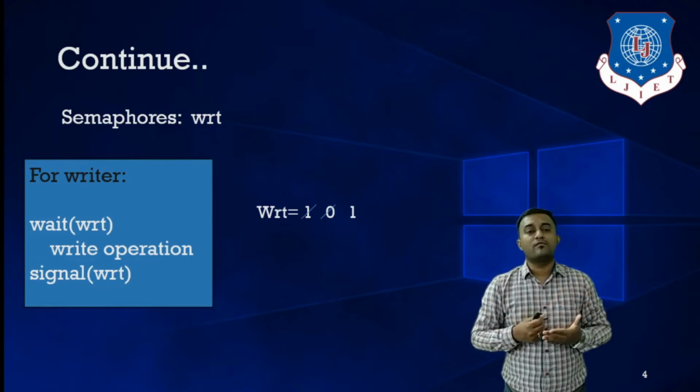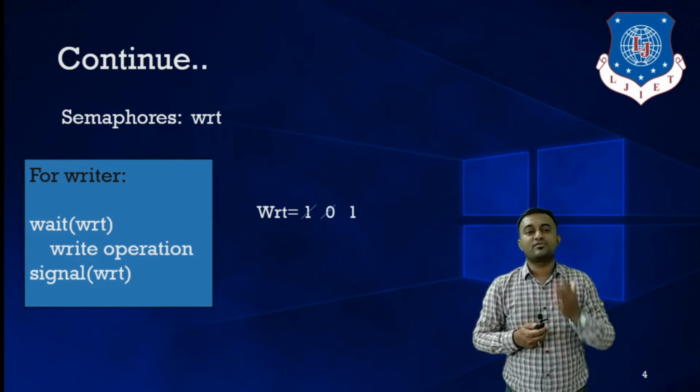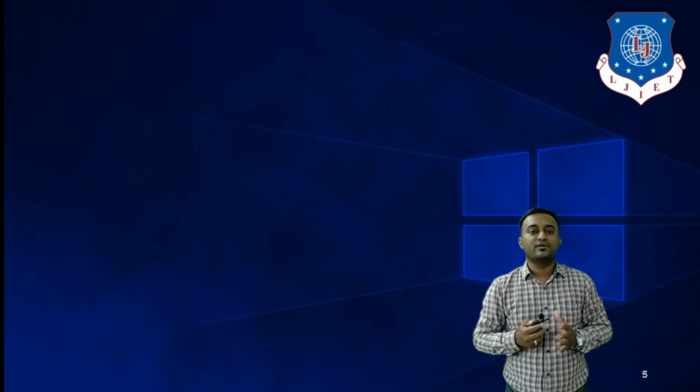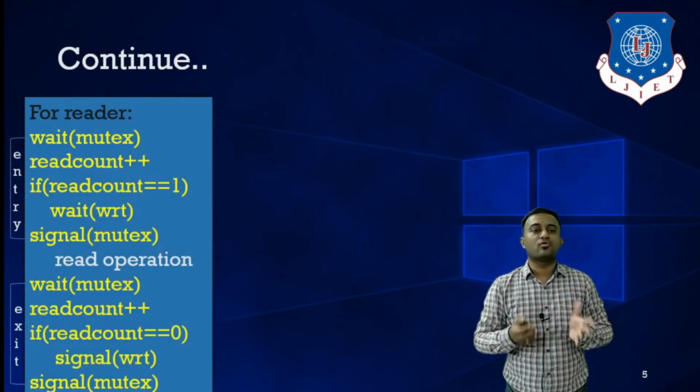But when we discuss the reader process, or the reader code, to solve the reader-writer problem, or the process synchronization problem, with the help of semaphore, in that case we need to discuss a lot of things. It is somewhat difficult to understand. So let us discuss the reader code.